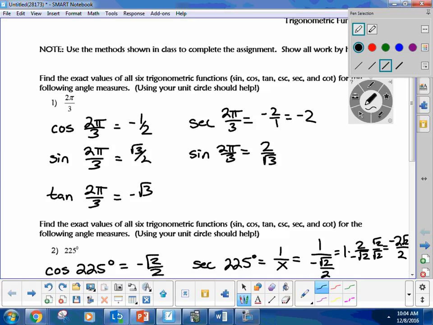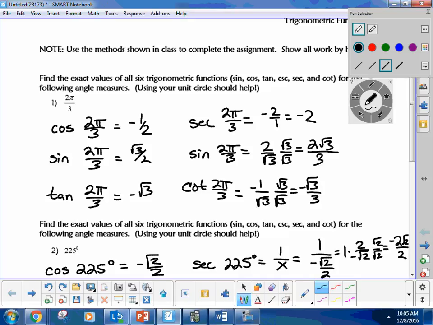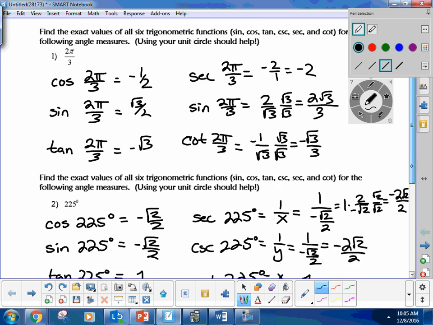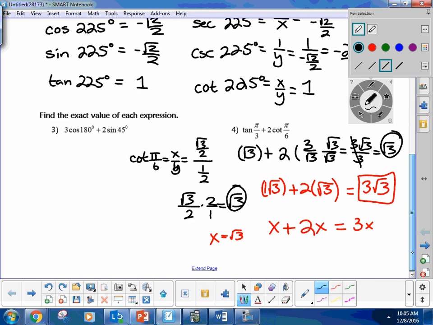Now with this one, if you ever have a radical, a square root, in the denominator, we do this process called rationalization. And what it does is it gives us the benefit that instead of square root of 3 in the denominator, the solution comes out with 3. And the last one is cotangent of 2 pi over 3. And we discovered that it's negative 1 over square root of 3. So square root of 3, square root of 3, negative square root of 3 over 3. So there's a solution. Now let's go ahead and move forward to the next ones.